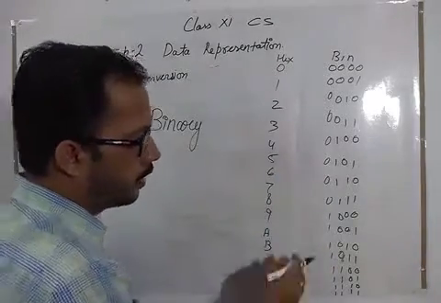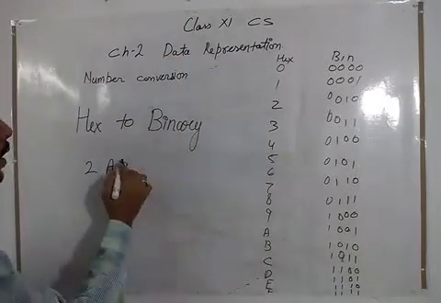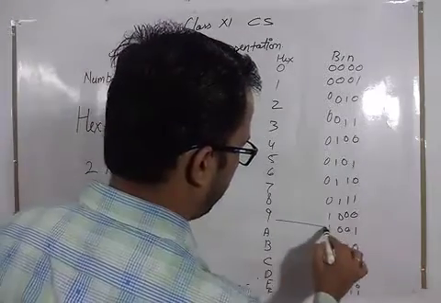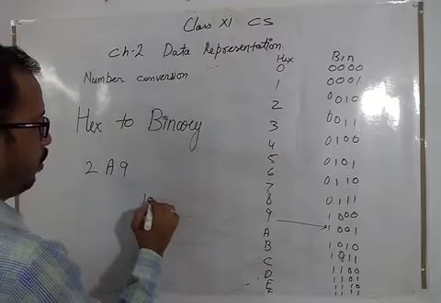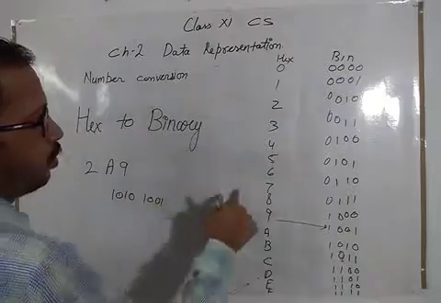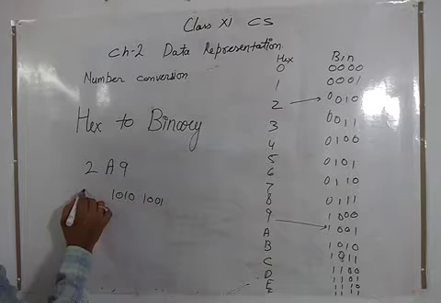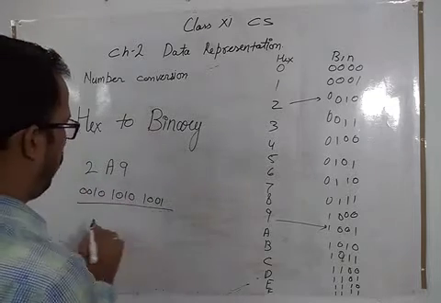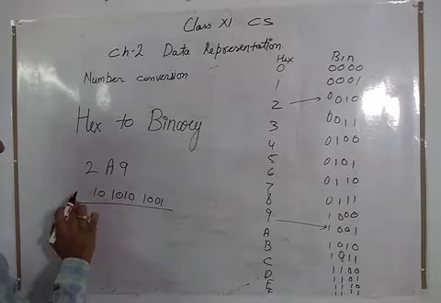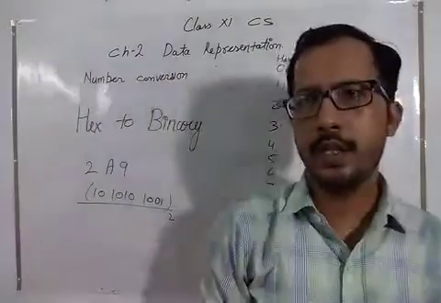Every digit is denoted in 4-bit binary, and now for hexadecimal to binary, simply 9 is equal to 1001. A is 1010. 2 is 0010. Now removing these two zeros from the start, we will get this as the binary equivalent. This is the binary equivalent.